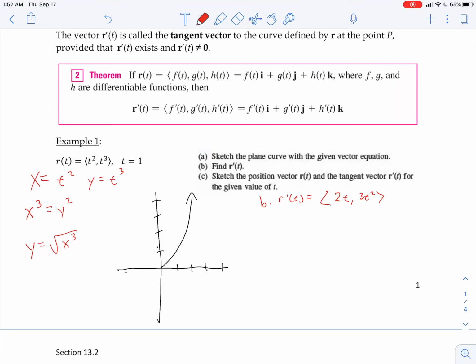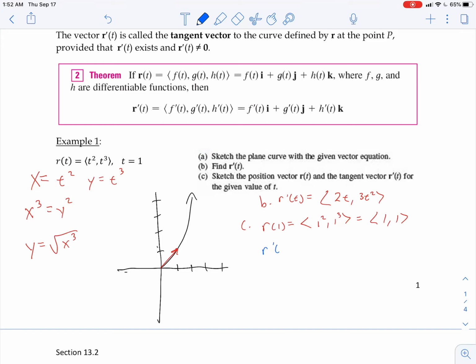And now for C, we want to sketch the position vector r of t and the tangent vector r prime of t for the given value of t. Here we have a given value of t, which is 1. So the first thing we'll do is sketch r of 1. When we do that, we plug in 1 squared and 1 cubed for x and y, and I'm just going to get 1, 1. So let's put C there. Our position vector is going to go there.